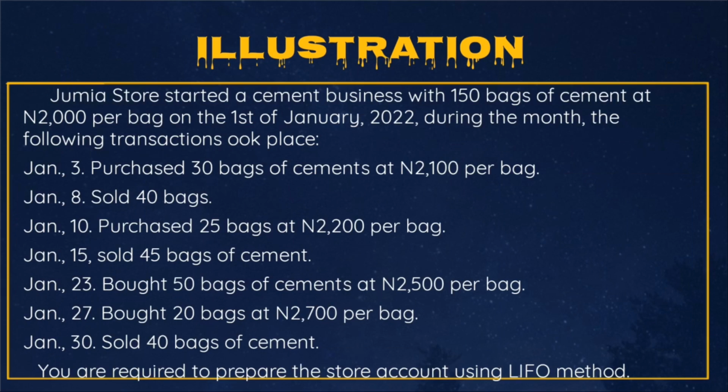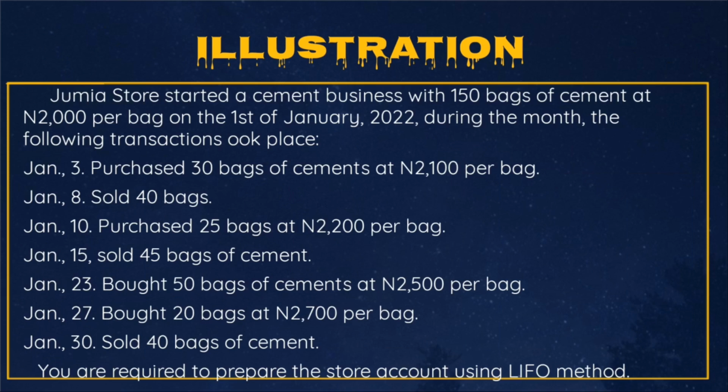So now let's take the illustration. Jumia store started a cement business with 150 bags of cement at 2,000 per bag on the 1st of January 2022. During the month, the following transactions took place. January 3, purchased 30 bags of cement at 2,000 per bag. January 8, sold 40 bags. January 10, purchased 25 bags of cement at 2,200 per bag.